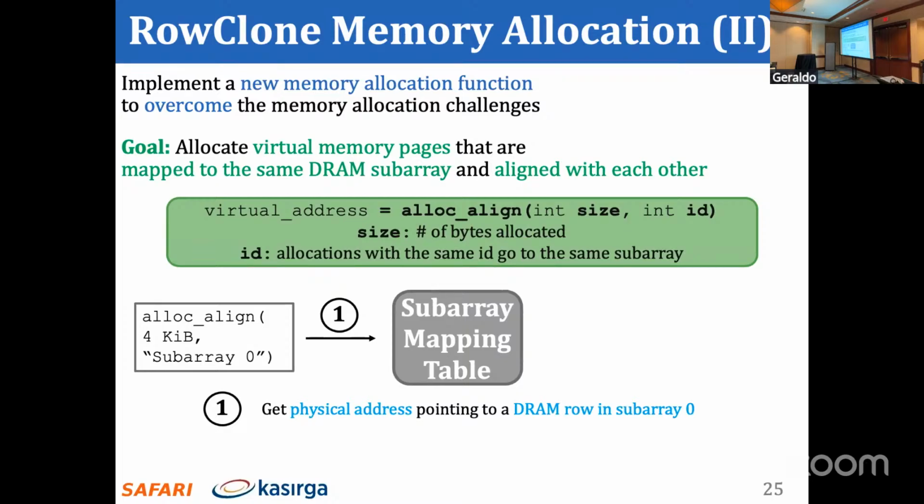The way we figure out if they're in the same subarray or not is we do a reverse engineering study. Basically, you execute that activate, precharge, activate sequence for many combinations of addresses. And only if you get the correct result, you determine them to be in the same subarray.